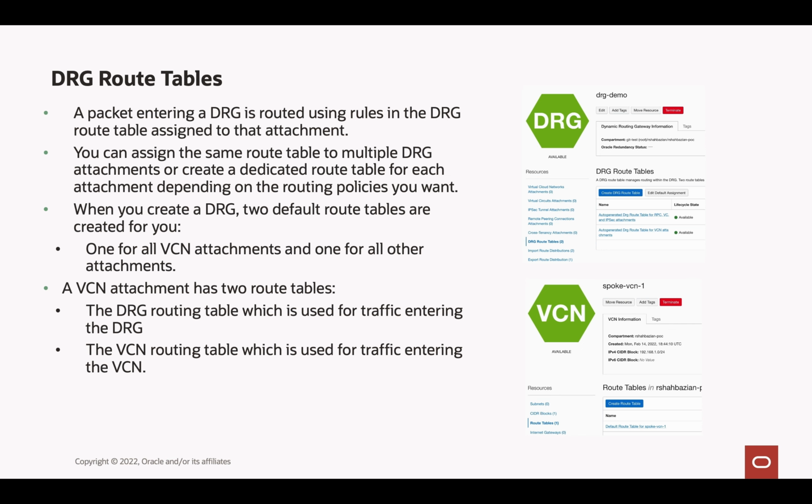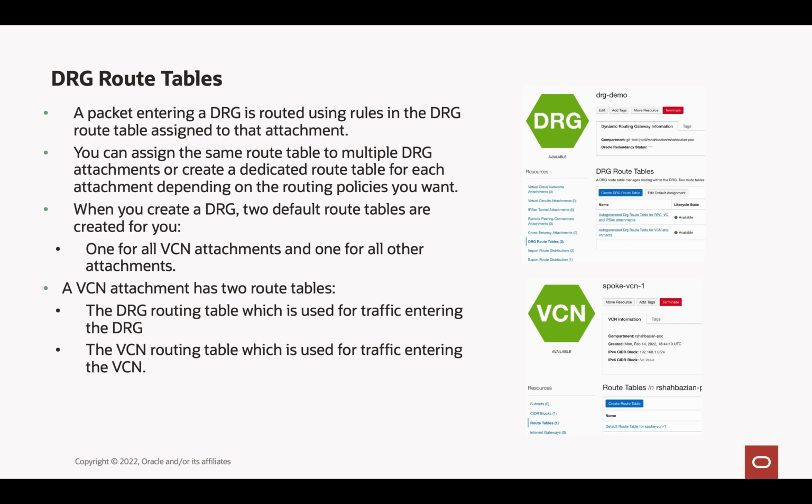When you create a DRG, by default, there's two route tables that get created for you. One where all VCN attachments will be associated with, and another one where all other attachments such as RPC, IPSec, or virtual circuits will be attached with.